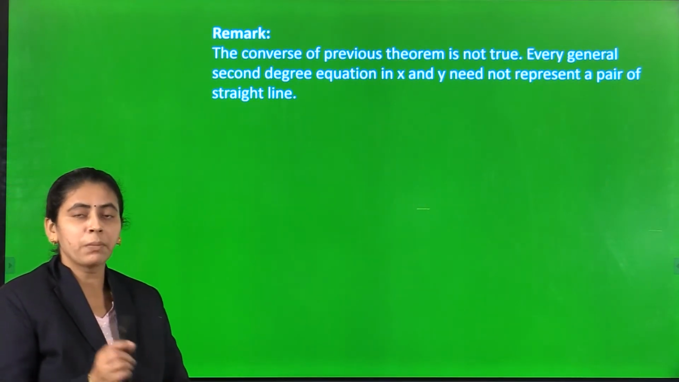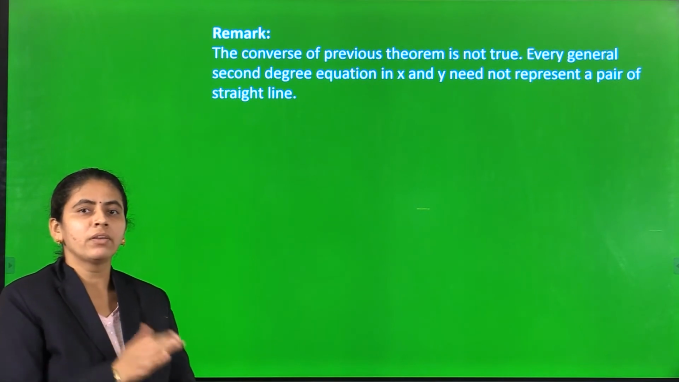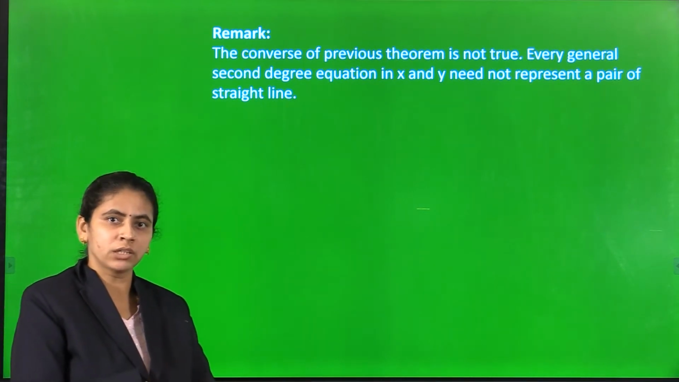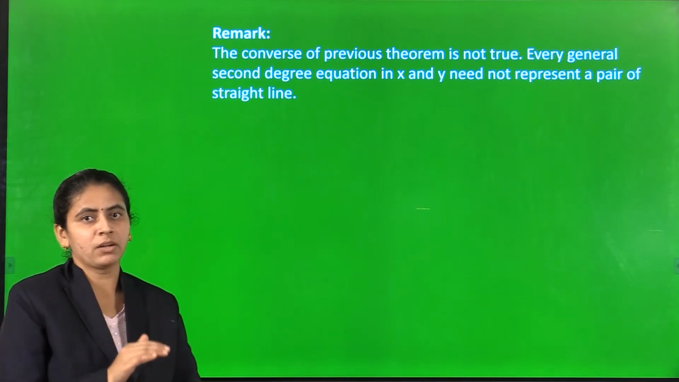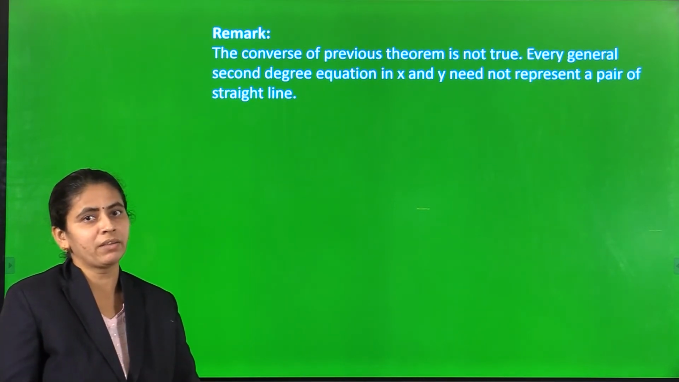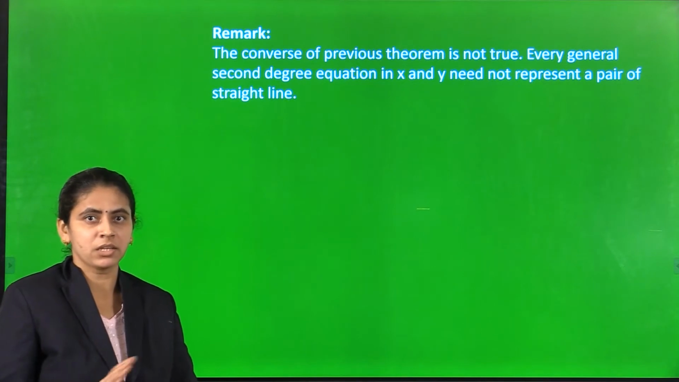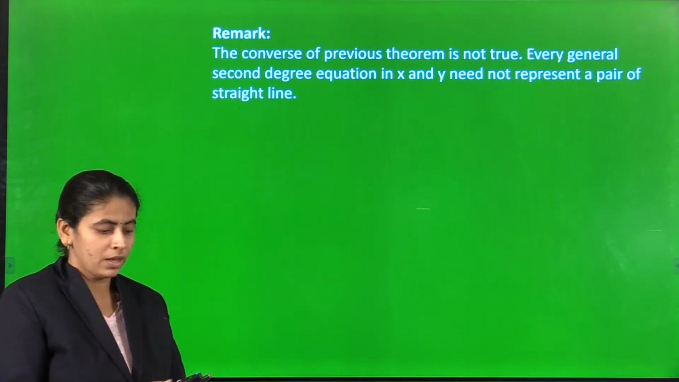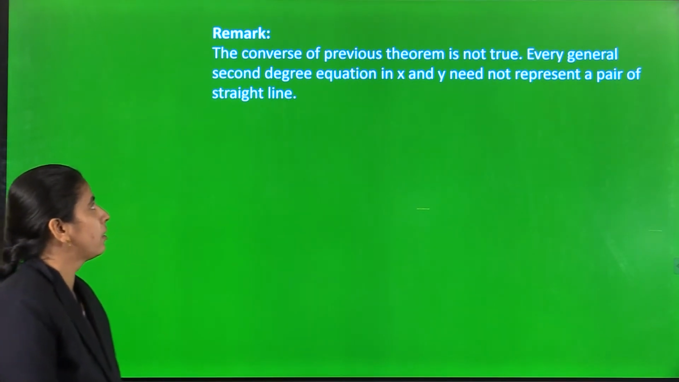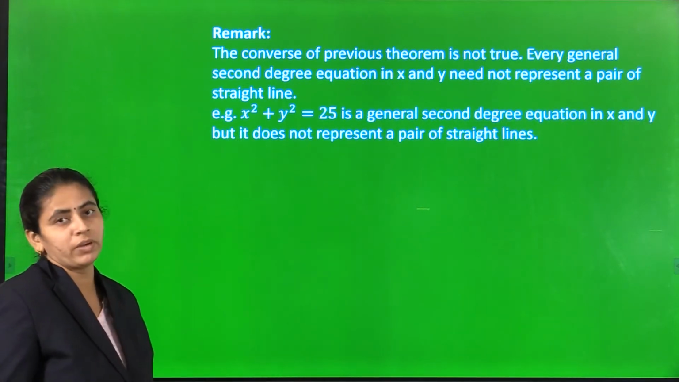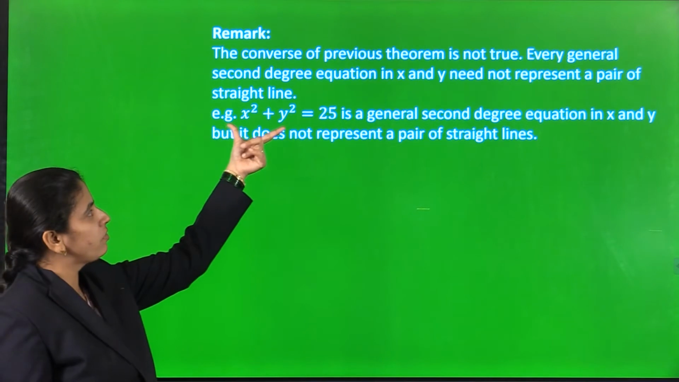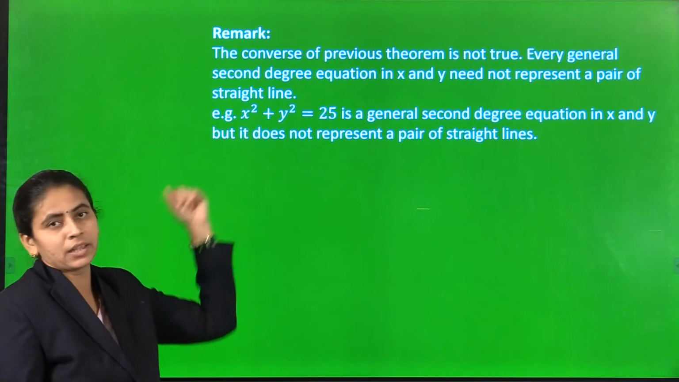Okay, म्हणजे combined equation of straight lines हे general second degree equation असतं, प्रत्येक वेळेला असतं, पण जनरल सेकंड डिग्री इक्वेशन कोणतंही तुम्ही घेतलं तर ते कंबाइंड इक्वेशन ऑफ पेअर ऑफ स्ट्रेट लाईन असेलच असं नाही. ओके, हा तर ह्या रिमार्कचा अर्थ आहे. For example, x square plus y square is equal to 25. This equation is a general second degree equation in x and y.